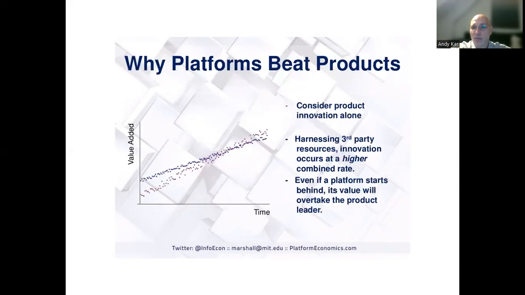Now, why platforms beat products? This is another very important question. Consider product innovation alone. Harnessing third-party resources, innovation occurs at a higher combined rate. Even if a platform starts behind, its value will overtake the product leader. Here we see a correlation between the value added and the time. And we see the more time we use, the more value added we gain.